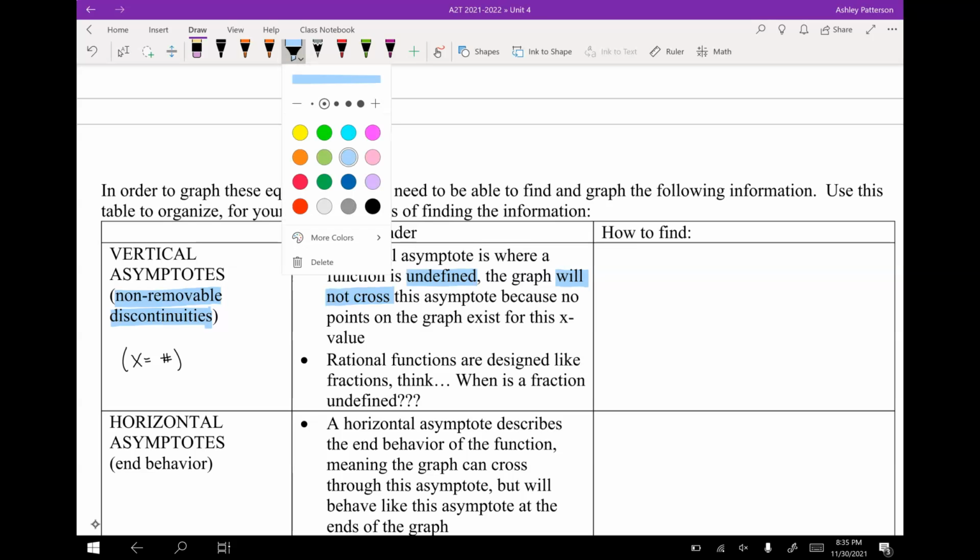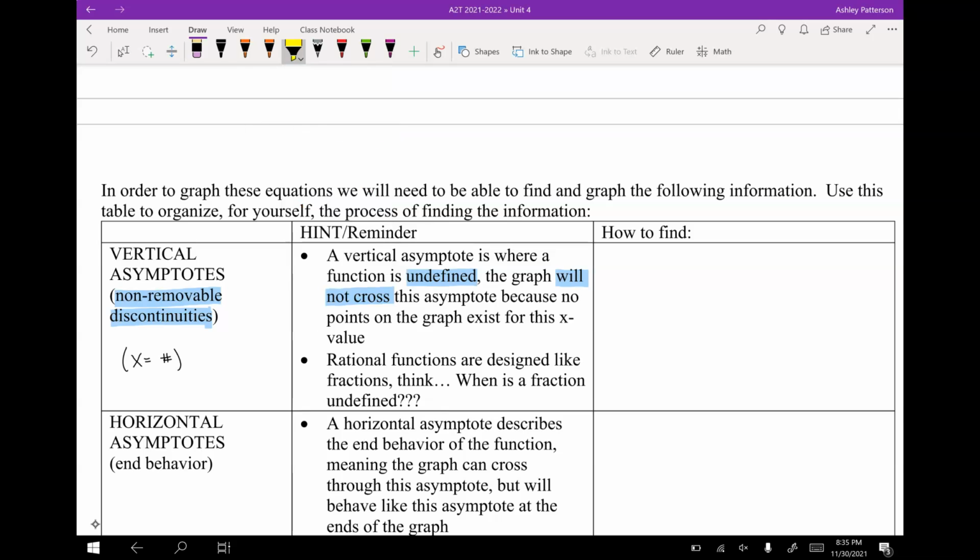Okay, I'm actually going to switch colors real quick so that it's not the same. Okay, so our vertical asymptote comes from where the function is undefined. It will not cross it. So think about, if I'm a rational function and I am a fraction, where is the function undefined? At the denominator.